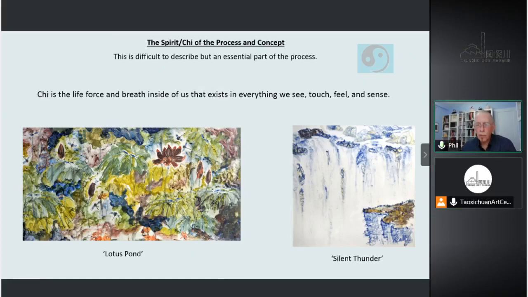I'm sorry, but I just would like to add one small thing. The skill sets can be learned, but the chi and the spirit of the process is an experience, emotion and part of the process. You can't be taught how to do it. It's something which comes from within your own being.